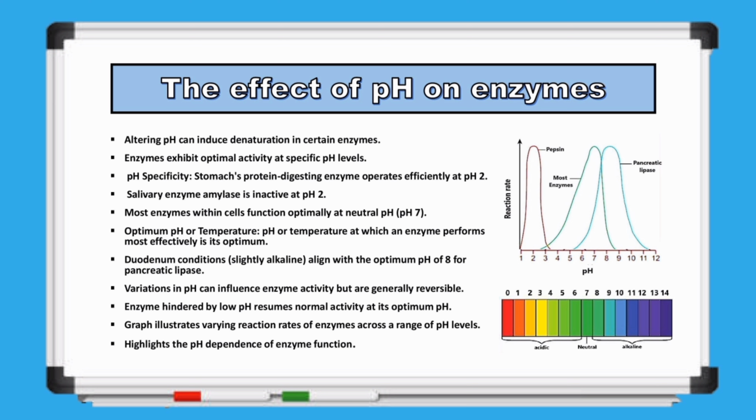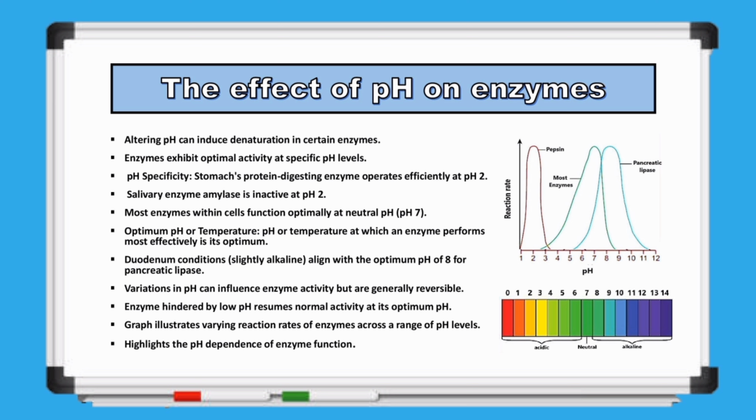For example, the enzyme pepsin, which breaks down proteins in the stomach, works best in very acidic conditions, around pH 2. That makes sense because the stomach itself is a very acidic environment. Now compare that to amylase, the enzyme in your saliva that starts breaking down starch. It doesn't like acidic conditions at all, it becomes inactive at pH 2. Instead, it works best around neutral pH, which is about pH 7.